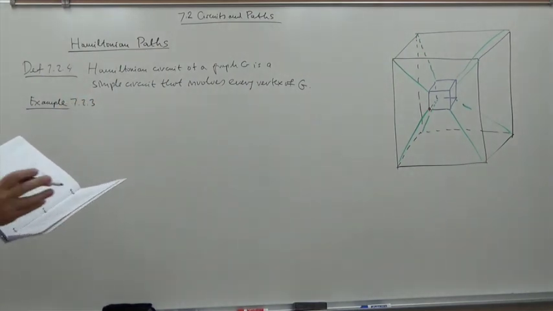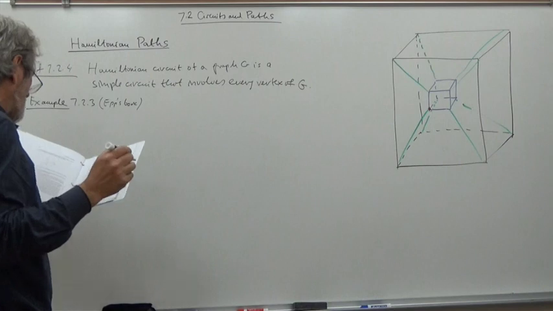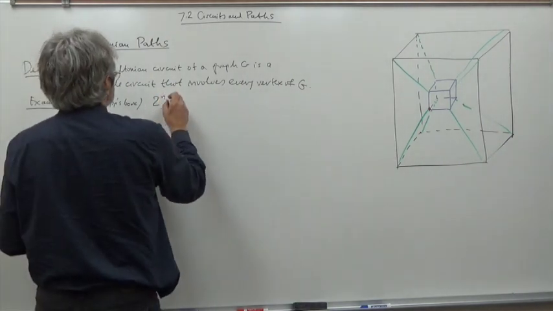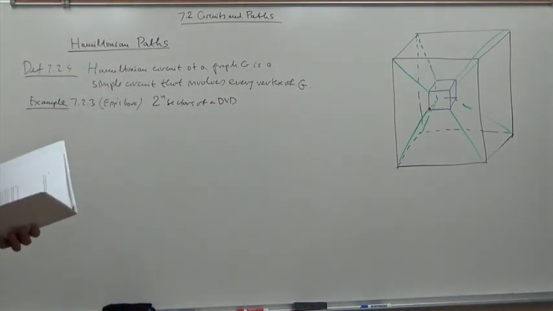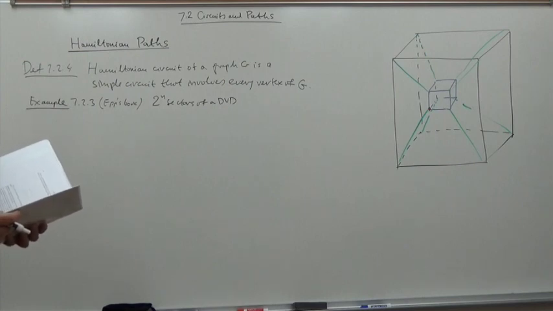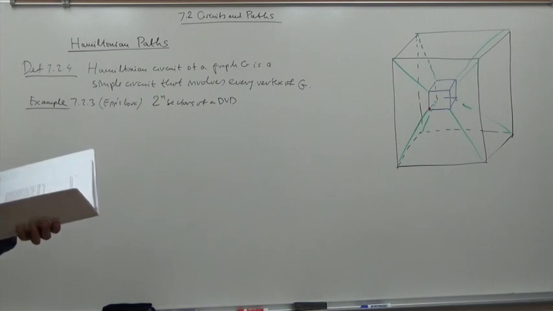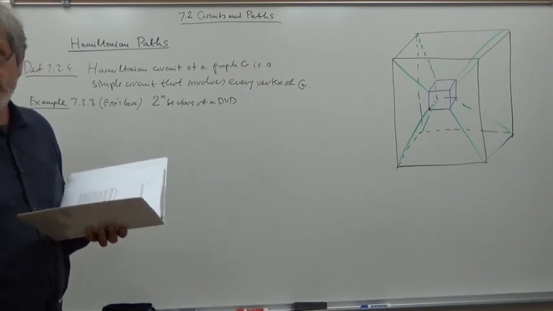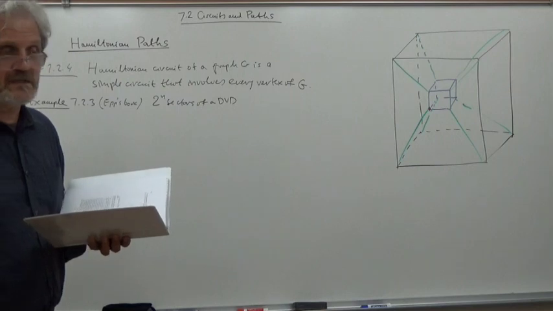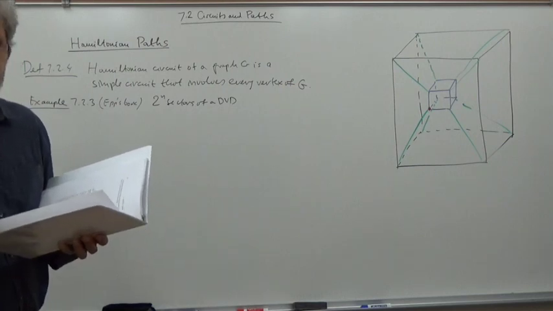Example 7.2.3. I got it from the Epp book, actually, the book that we use as a reference. The goal is to label 2 to the n sectors of a DVD so that each two neighboring sectors have only one digit different. What are the practical reasons for that? If we have an error in one digit, which happens, then we're not going to miss completely, like going to the opposite side of the disk. We will be more or less in the same vicinity, and that would have less consequence.